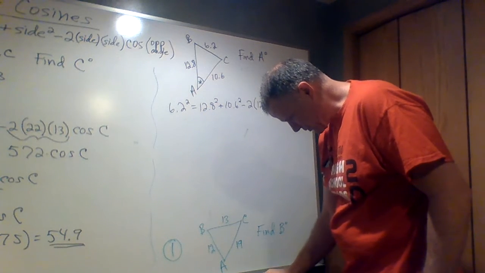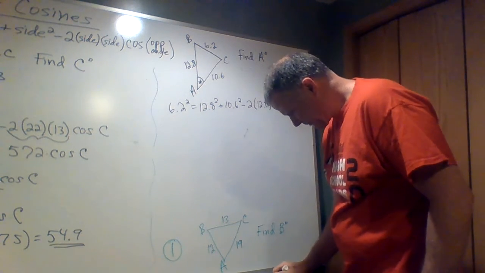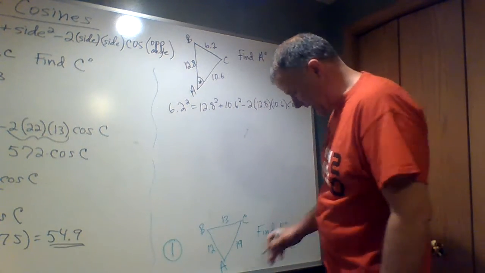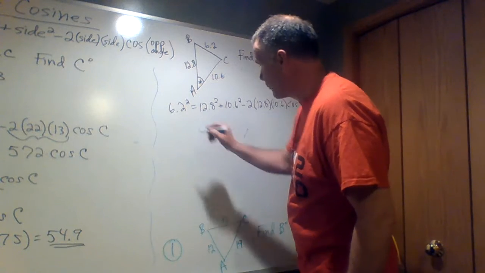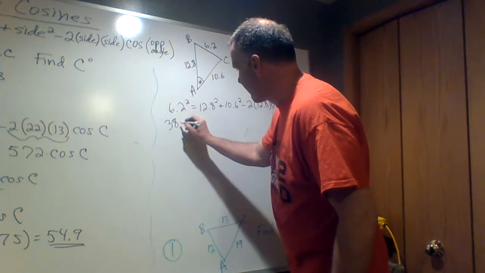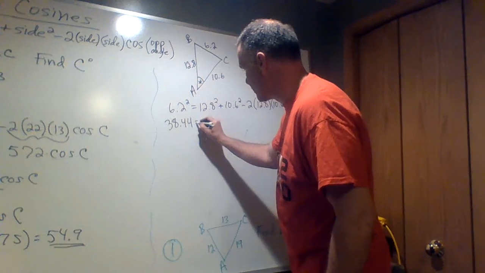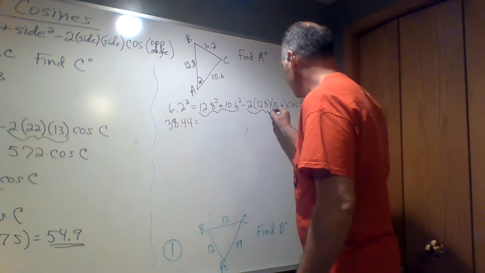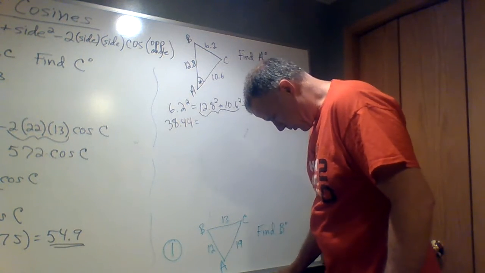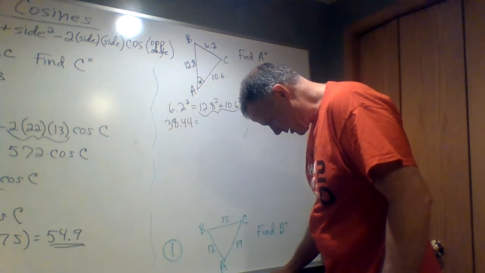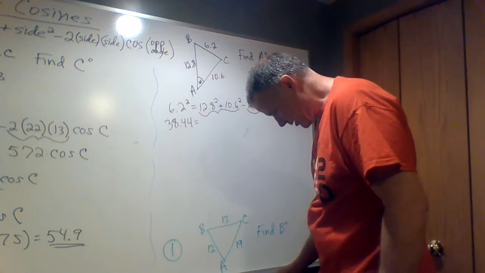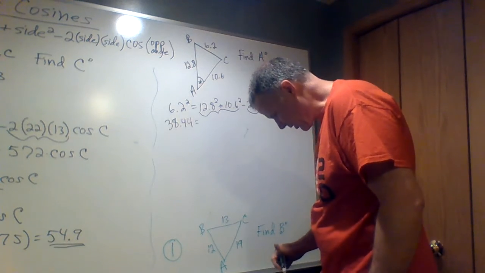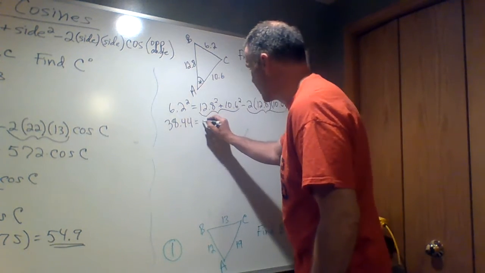Now just grab your calculator and start punching stuff in. So 6.2 squared. Again, we're going to go 3 decimals or less. This has 2 decimals: 38.44. I'm going to leave all those decimals. Then we want to type all this in. So 12.8 squared plus 10.6 squared, 276.2.